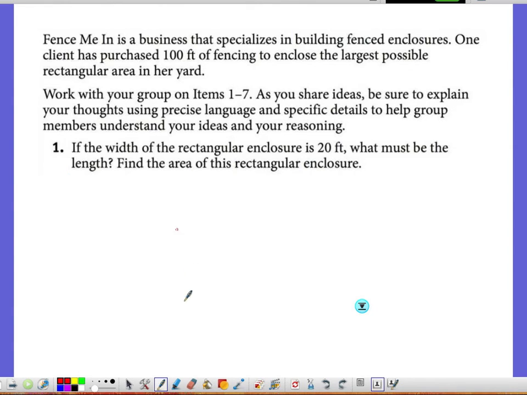Okay, so let's go ahead and highlight some important information here. 100 feet of fencing, and we want to enclose the largest possible rectangular area with those 100 feet. That is the main idea of this lesson. With 100 feet of fencing, what is the largest possible area that I can enclose?